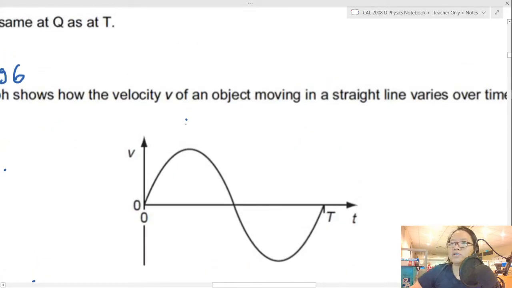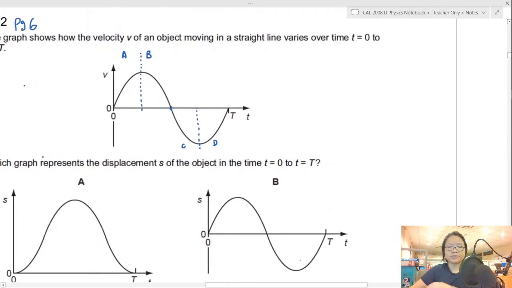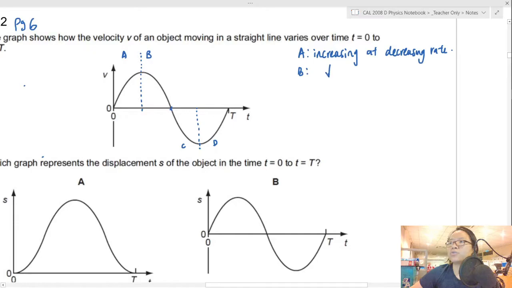So this is a VT graph, but I want to look at the trend first. You actually have 4 different trends here. Let's say I call this section A, section B, and then here section C, section D. I'm doing this live, so it's going to be a bit slow, hopefully not too slow. So A is increasing, the magnitude is getting bigger and bigger at a decreasing rate. That is section A. B is decreasing at an increasing rate.